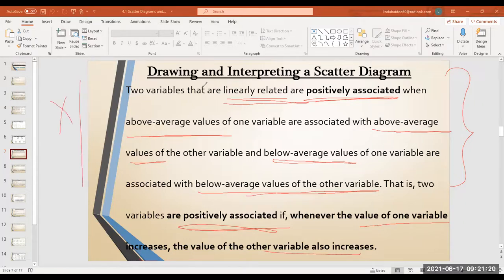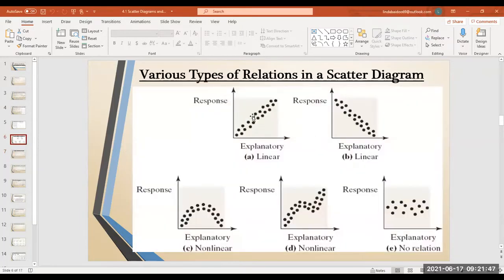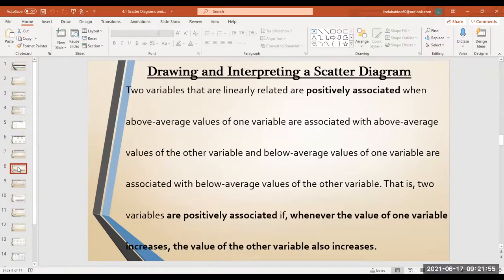If x is increasing and y is also increasing, then we should get a positively associated diagram. Or if as one decreases, the other is also decreasing. So if they are both increasing or they are both decreasing, then we get a positive association. They have to be the same in order to get a positive association. An example of that is this: they are all going in the same direction. So if they are all increasing or decreasing at the same time, then it's positively associated.